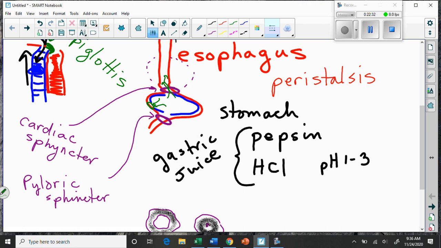Another thing you might notice, I've noticed this as I've gotten older. I guess as you get older, things just start going wrong. But if I sleep on my left side, I have no trouble at night. But if I sleep on my right side, sometimes I will get acid reflux into my esophagus.